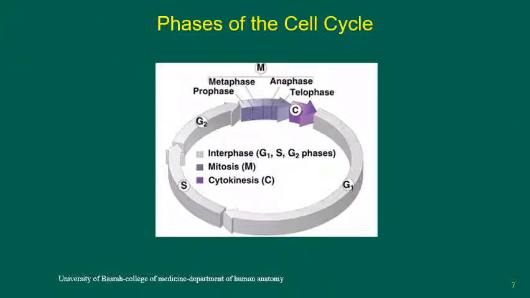The cell cycle consists of two phases, interphase and mitosis. Mitosis also includes karyokinesis and cytokinesis.